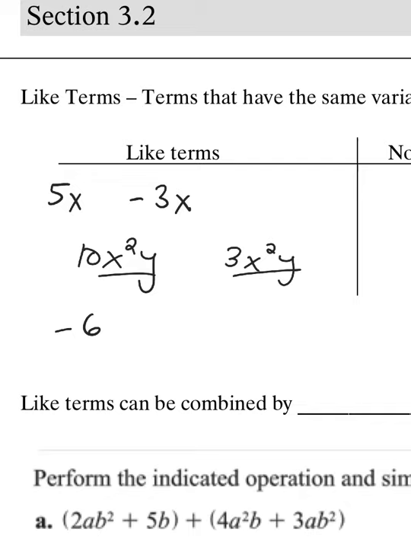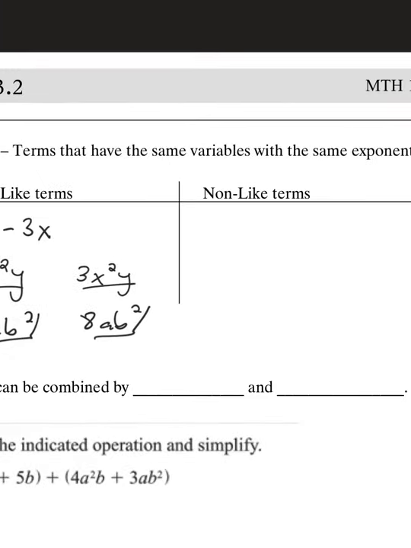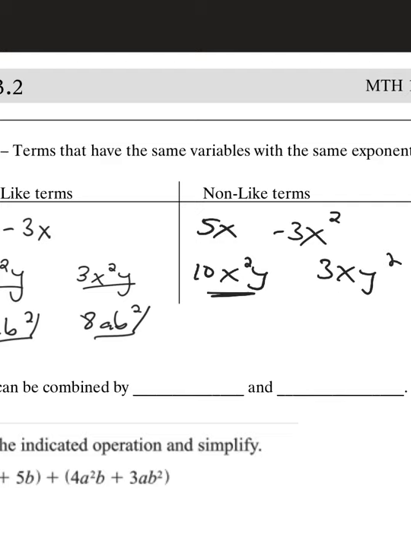Here is another example. It doesn't matter if the number is negative or positive. The only thing that matters is that this stuff here is exactly the same. We would call those like terms. Terms that are not like terms have different variables. So for instance, 5x and negative 3x squared, those are not like terms because one has a squared and the other one doesn't. Or if I had 10x squared y and 3xy squared, these are not like terms because the squaring is with the wrong variable. It's not exactly the same.